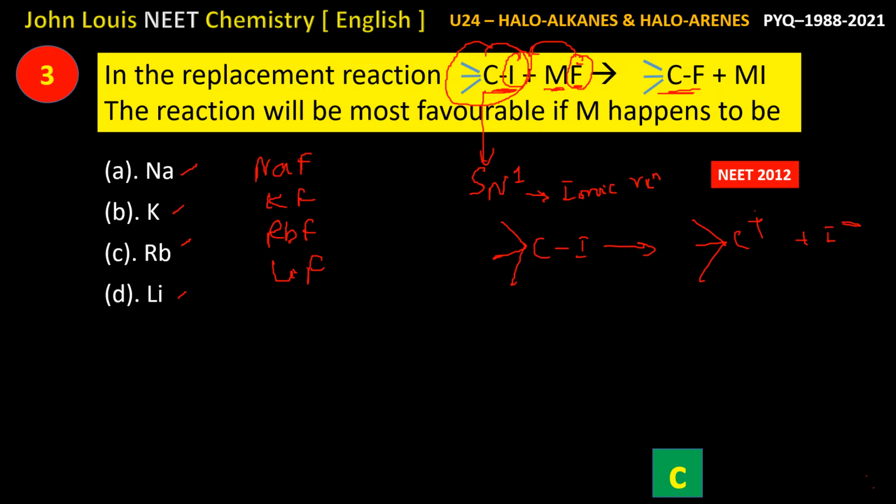Which will be more ionic? Here everything is fluoride, that's fine. But among sodium, potassium, rubidium and lithium, whichever is more electropositive, that bond will be more ionic.